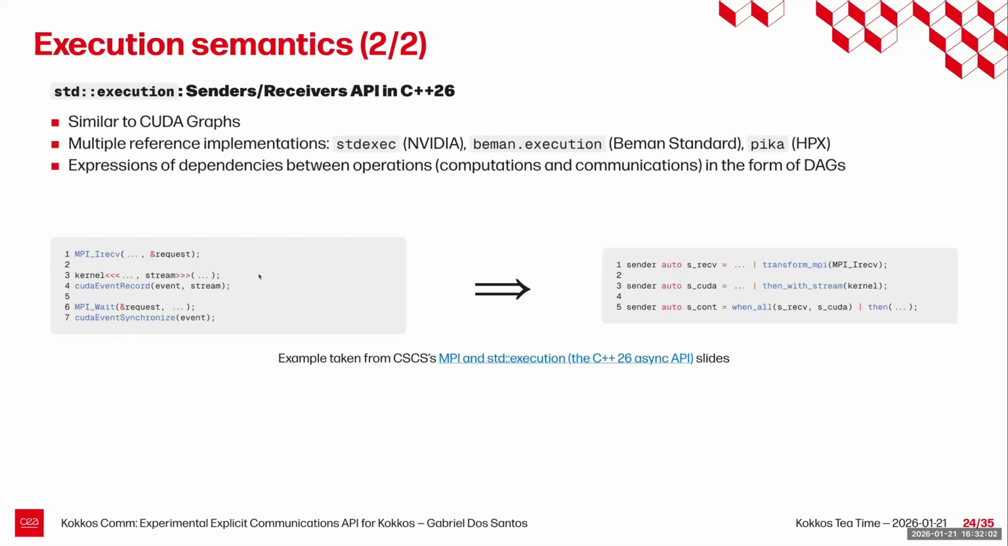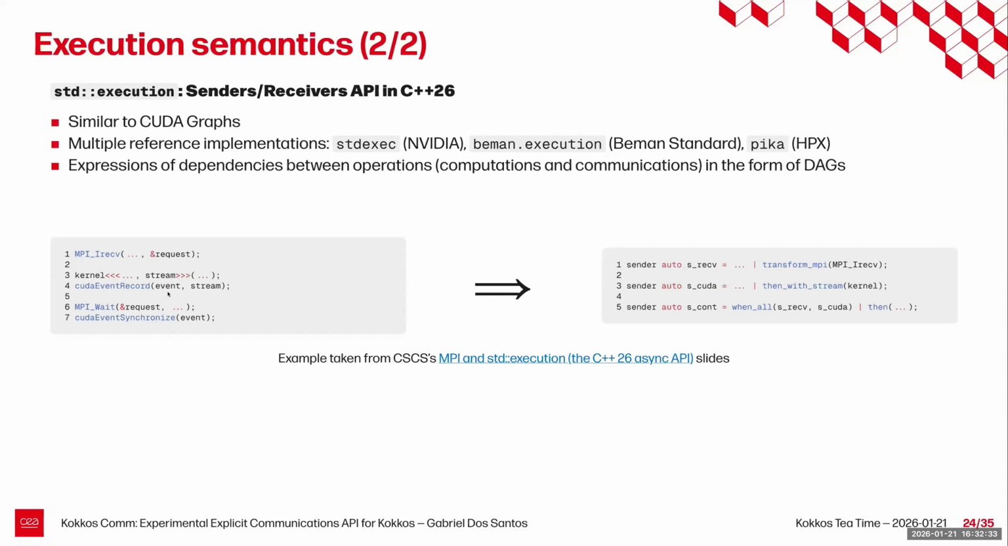which provides a senders/receivers API. This is in C++26. It's very similar to CUDA graphs. There are multiple reference implementations: you have stdexec by NVIDIA, you have pika by HPX, as well as Beman execution by the Beman standard. And basically, it allows you to express dependencies between operations in the form of a directed acyclic graph.